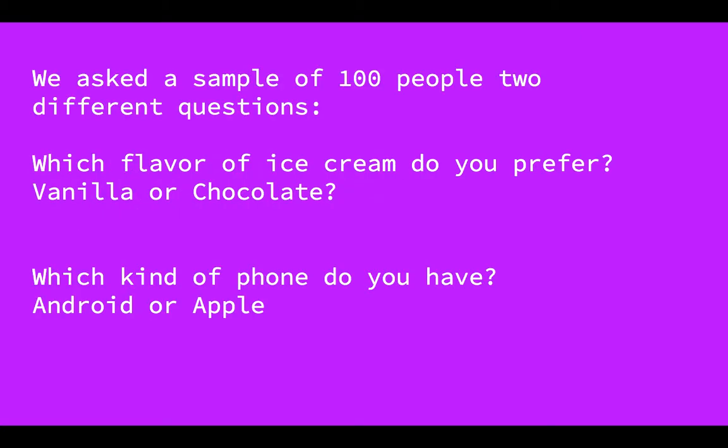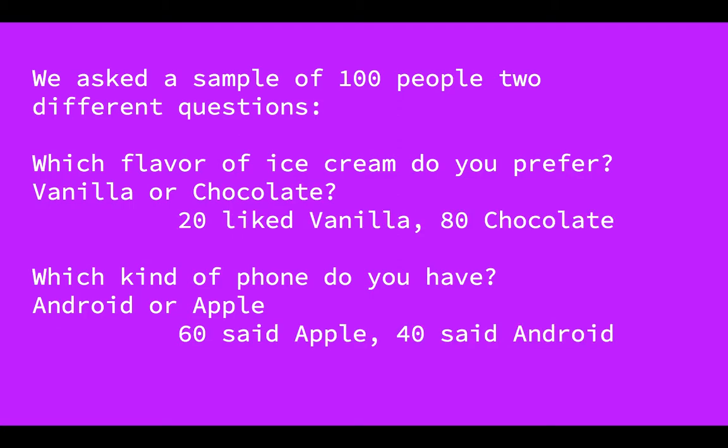So imagine we asked a sample of 100 people two different questions. The same 100 people, two questions. Which flavor of ice cream do you prefer, vanilla or chocolate? And which kind of phone do you have, Android or Apple? Okay, and we had 20 people say that they liked vanilla, and 80 people said that they liked chocolate.